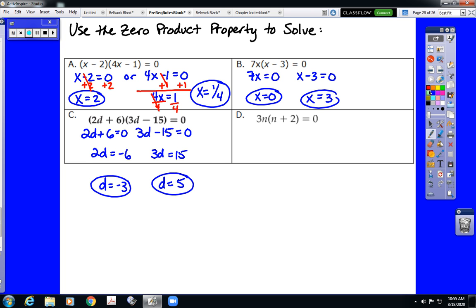Show the work real quickly here in red. So again, that was subtract 6 from each side, and then divide by 2. Add 15 to each side, and then divide by 3. Same thing on the next one.